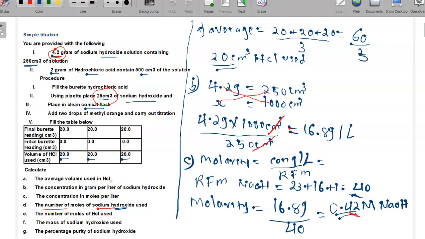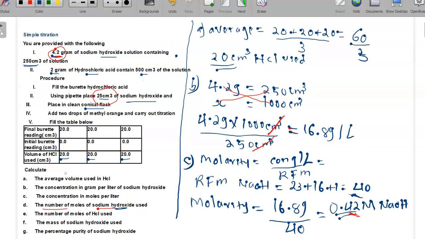Calculate the average volume. For you to calculate the average volume, this is how you do. You add the last 3. 1, 2, 3. All of them have a similar range. If the range is minus plus 0.2, then you can add all of them and divide by 3. If they are too far away from their range, then you only use the closest ones. So here we have obtained the average volume, 20 centimeter cubic, by adding all of them and dividing by 3.